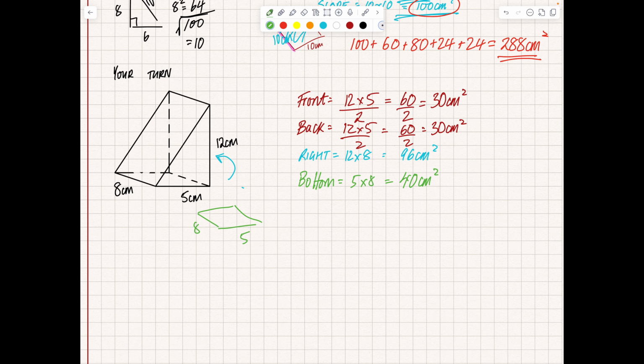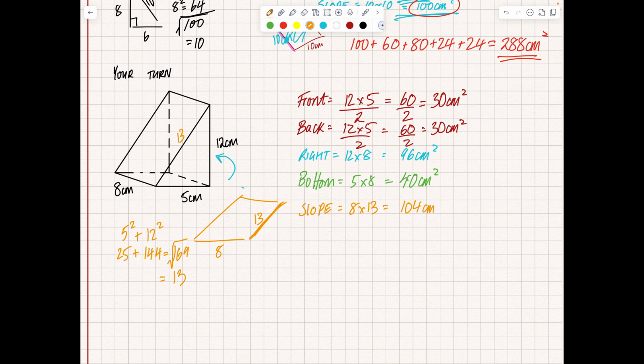And the final bit here is the slope again. So just be really careful with your slope. Remember, you're going to need to use your Pythagoras. So this tall bit here is going to have to be found by doing 5 squared plus 12 squared. So 5 squared is 25. 12 squared is 144. Add those together, you get 169. And the square root of 169 is 13. So this value here is 13, which means I'm doing 8 times by 13. So 8 times 13 is 104 centimetres squared.